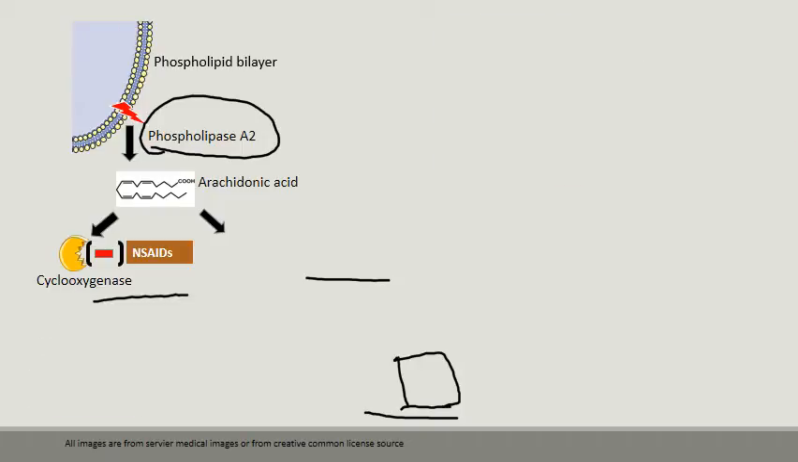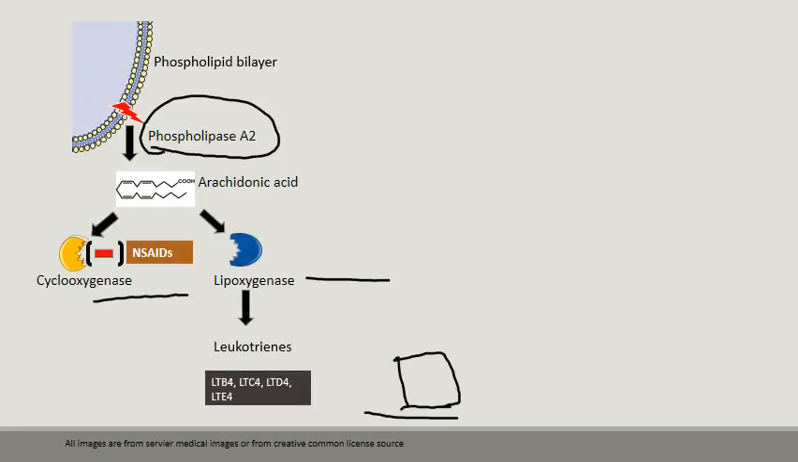There is another pathway that arachidonic acid can go into, that is known as lipooxygenase pathway. Through this lipooxygenase pathway, the arachidonic acid is converted to leukotrienes. These leukotrienes are LTB4 or leukotriene B4, leukotriene C4, leukotriene D4, and LTE4. The main function of the leukotrienes is pro-inflammatory in nature.